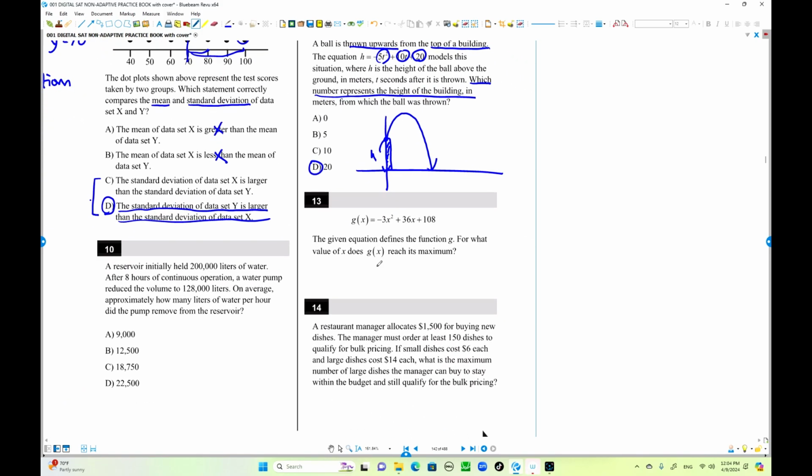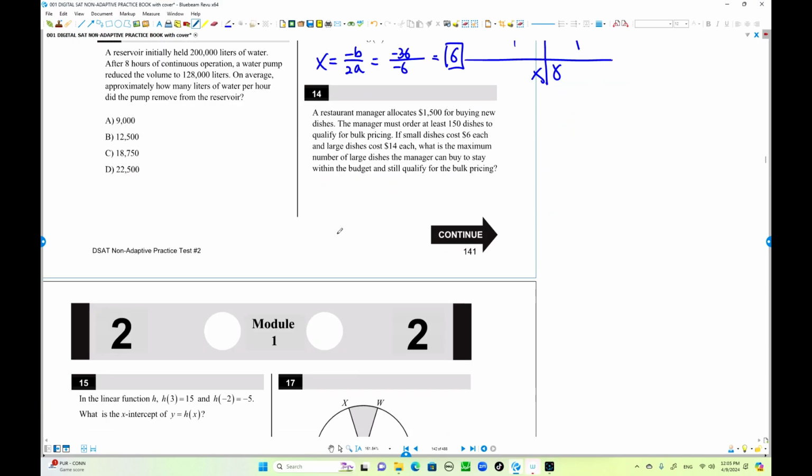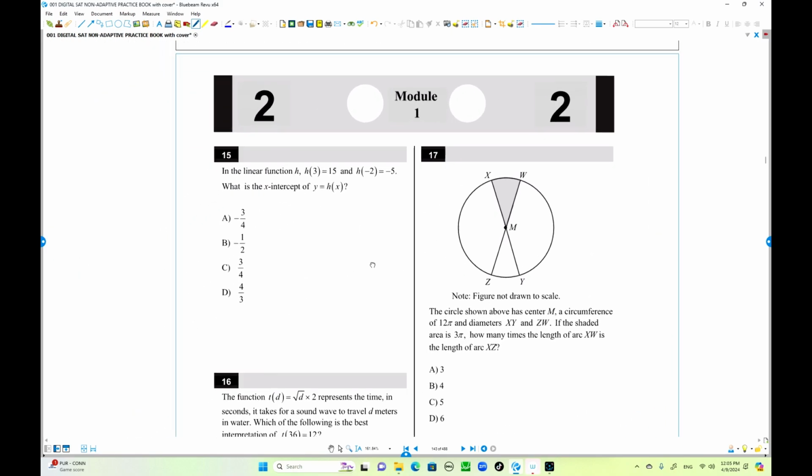Number 13 is the same thing. This is a negative graph, looks like this one. What value is the maximum? This point. This is my axis of symmetry. Find the x of the axis of symmetry over here. X of the axis of symmetry is negative b over 2a, right? You know this formula. B equals 36, so negative 36 over 2 times negative 3, which is 6. So when x equals 6, it has the highest point.